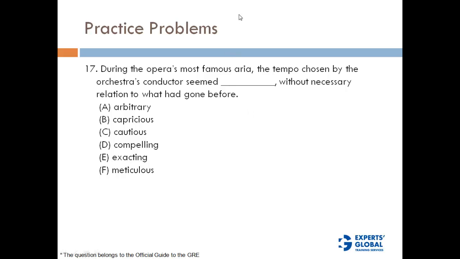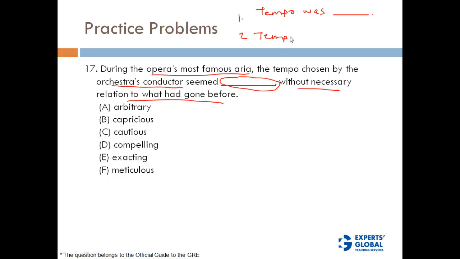Okay, the first idea here is, during the opera's most famous aria, the tempo chosen by the orchestra's conductor seemed dash. That means the tempo, that means the speed of the orchestra, tempo was dash, without necessary relation to what had gone before. So the tempo did not relate to the earlier part of the opera, right?